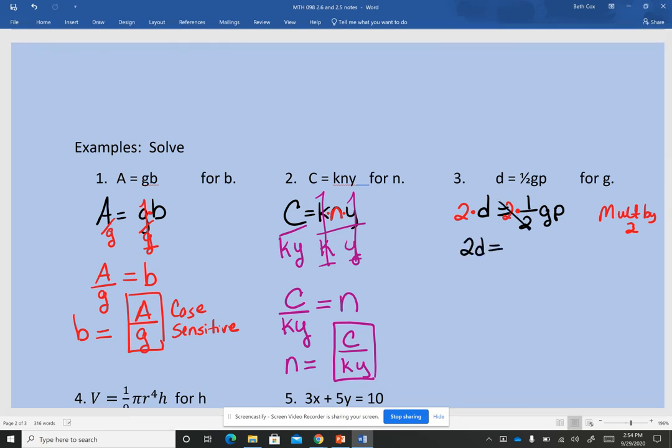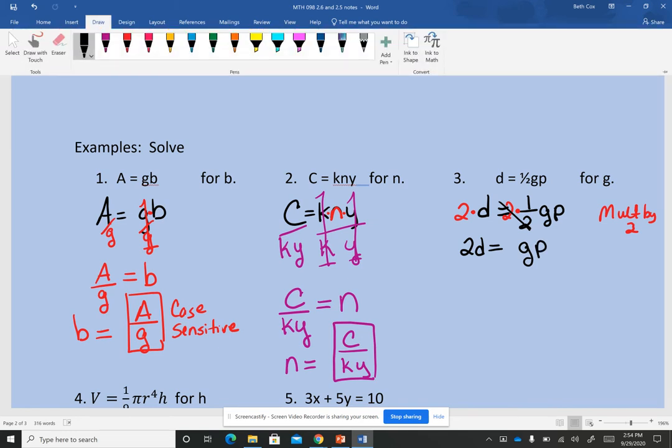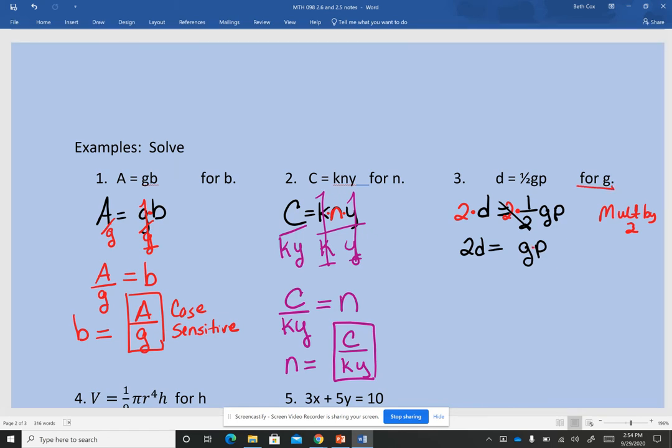2d equals GP. Okay, and so now I need to get solving for G. Remember, I'm solving for G, so I've got to get rid of the P. So I'm going to divide both sides by P, and that's going to get me my G all by itself. G all by itself, and it's 2D divided by P.